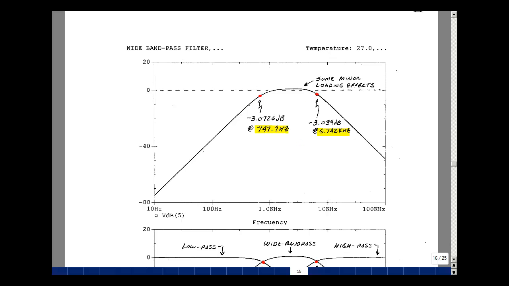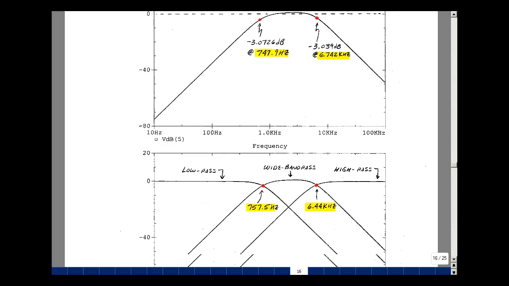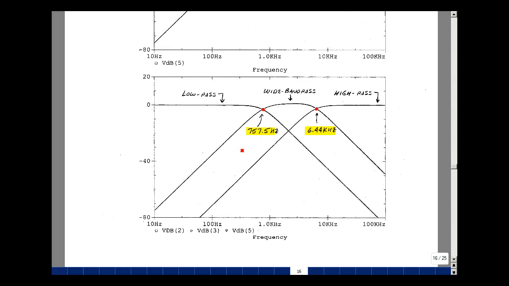And then I took a look at all of these plotted on one graph. So here's my low pass at about 757, and that's going to run into my wide bandpass right about here. And then my high pass takes over, and I roll this off. So the low frequency speaker, the woofer, is getting this range of frequencies up to about 757 hertz. The band pass is getting between 757 and 6.44 kilohertz. The high pass is getting everything above that.